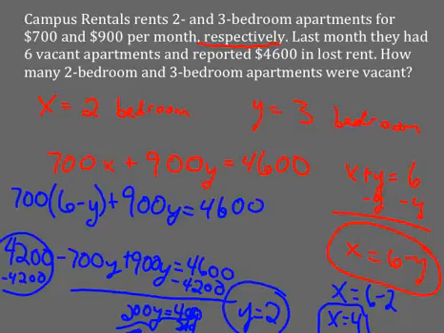So how many 2 bedrooms were there? Well, 2 bedrooms is X. So I got 4 2-bedroom apartments and 2 3-bedroom apartments were vacant. Make sure you write a sentence like that down.